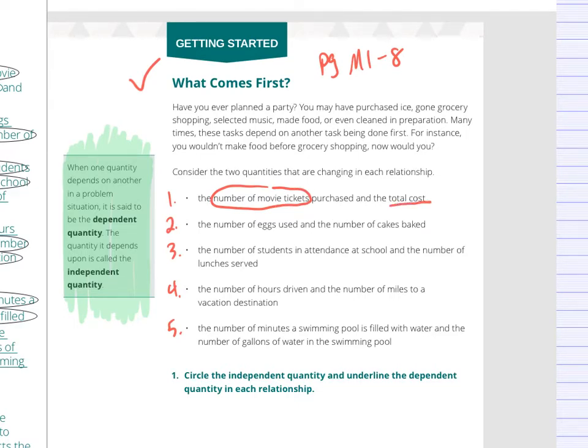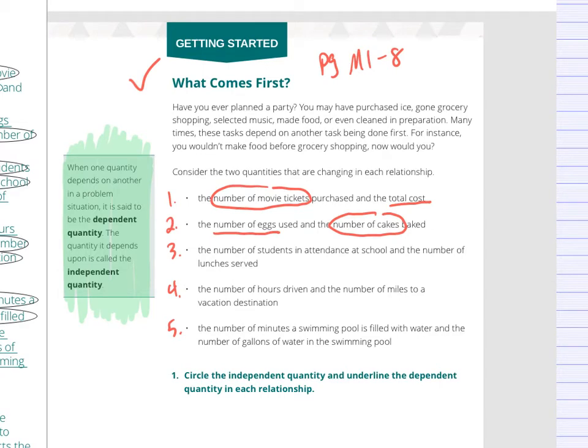Number 2, the number of eggs used and the number of cakes baked. Which one would come first? Well, I would need to know how many cakes am I going to bake. Am I baking it for myself? Am I baking it for an entire class? So I need to know the number of cakes first, and that tells me how many eggs I need to use.